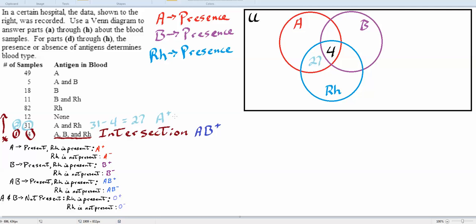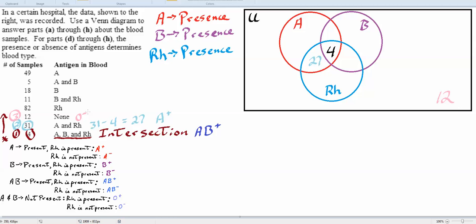Now we move on to the next one. And notice that we're just going to keep on climbing up the ranks here. Now this right here says there are none that have antigens in the blood. That means that there's no A, no B, and no RH. And that is going to be this area right here that is outside of the A, the B, and the RH. And so that would be 12 individuals that exist outside that area. And so we'll put that there. And remember what I said, that if A is not present, B is not present, and RH is not present, that is going to represent O negative blood.